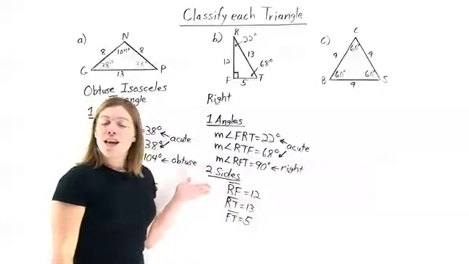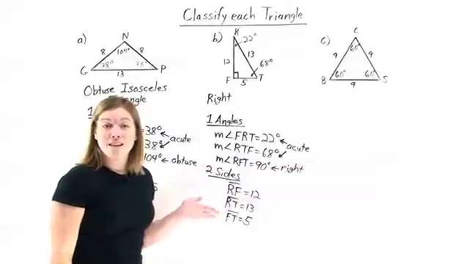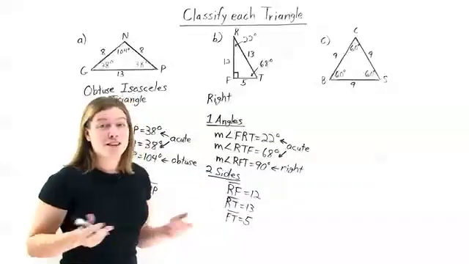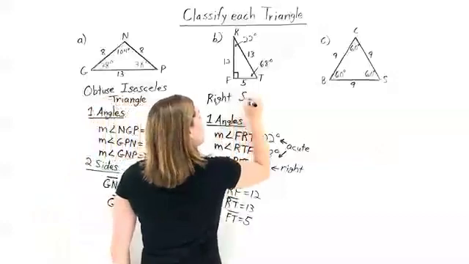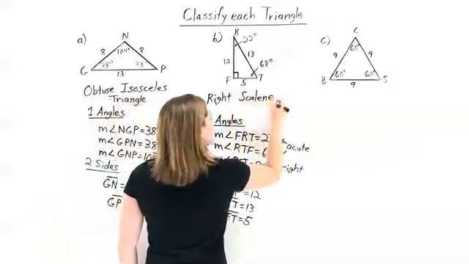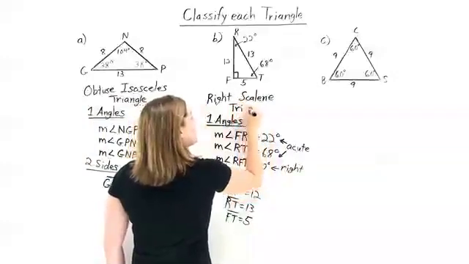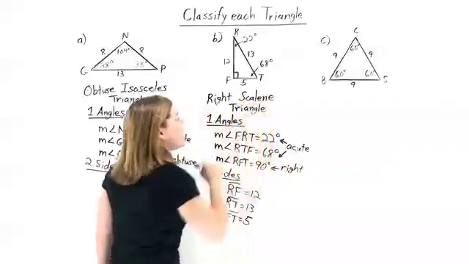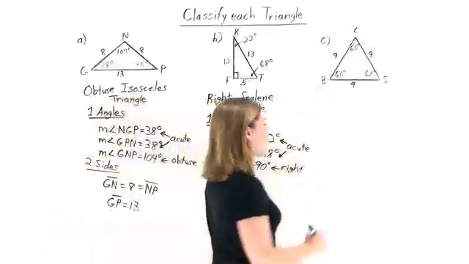So if we look, each of our sides has a different length. That means that none of these lengths are the same. So we have a scalene triangle. That means that we can classify this triangle as a right scalene triangle. Finally, let's classify this triangle.